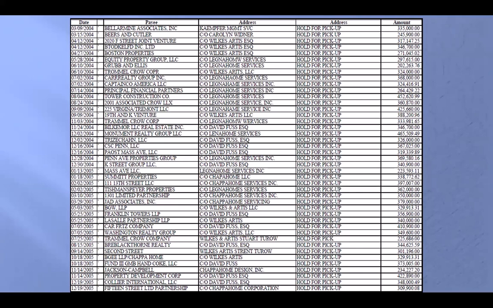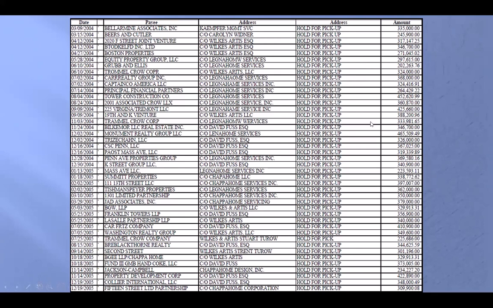So in general, it is a good internal control when checks are cut and prepared for some third party that they get mailed to that third party. Hold for pickup, very bad.